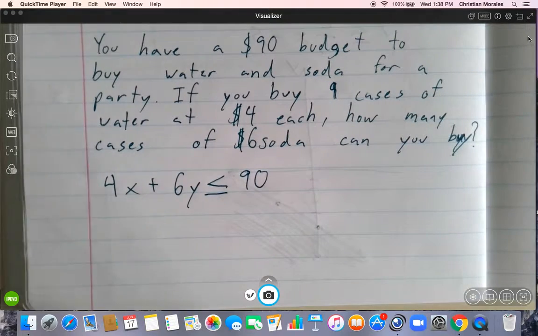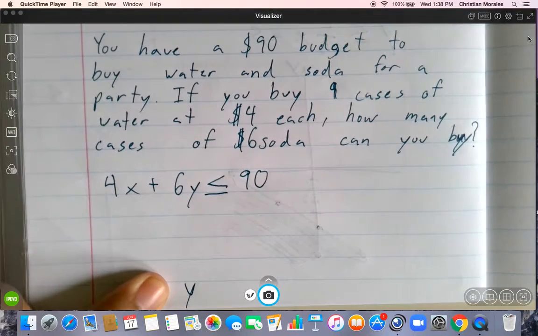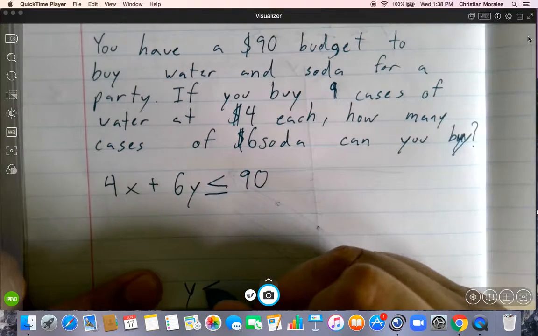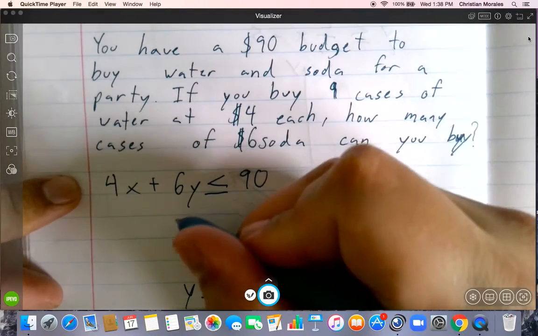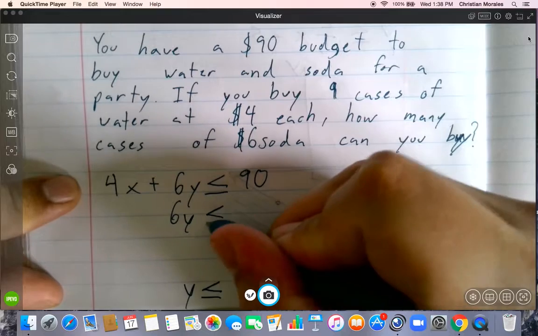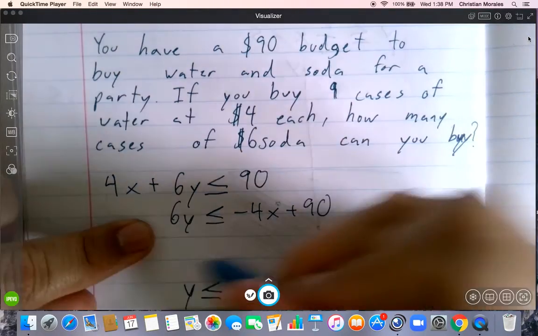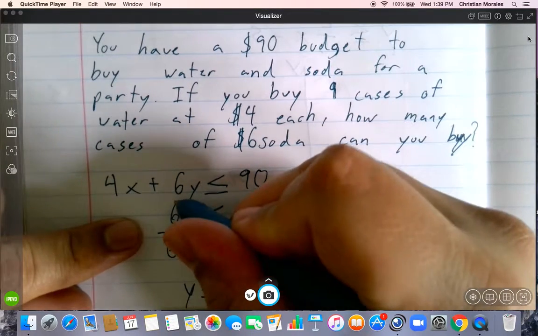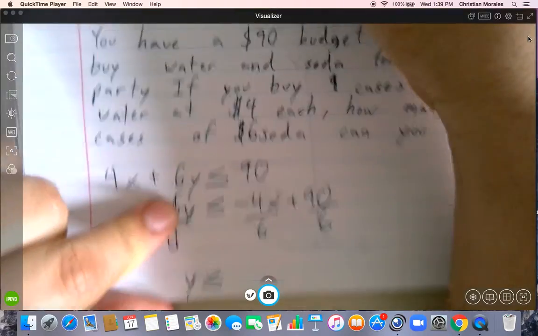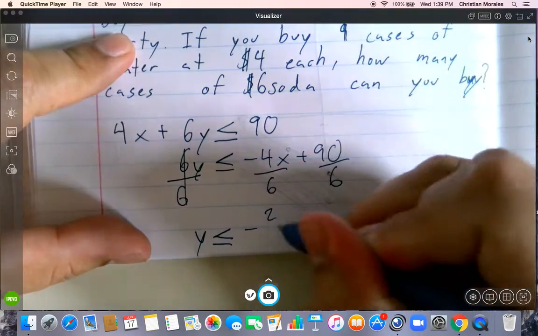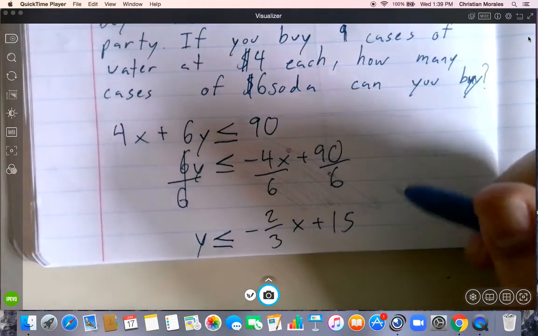So guys, how do you change an equation so you can graph it? Well, it needs to have the y by itself. Y needs to be alone. Okay, so what do we do here? Let's move the 4x. Now 4x is over here. Get rid of the 6. Let's divide by the 6. So get everything divided by 6. Your answer will be -2/3 x plus 15. Okay?